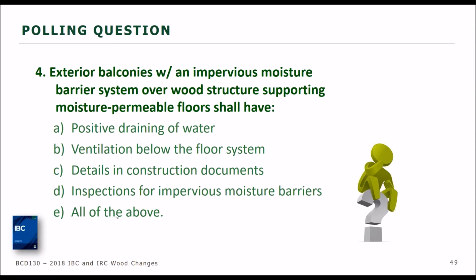Okay, are you back to me? Okay, the real answer is all of the above. There was a requirement for positive drainage of water, ventilation below the floor system or roof system, details in construction documents, and inspection for impervious moisture barriers. All of that is included within the provisions now.